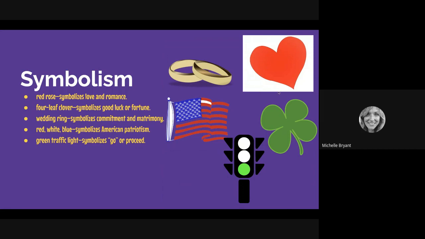So if you come across something and it talks about a heart or a red rose, usually those symbolize some kind of love, everlasting love or romantic love. A four-leaf clover, we think of St. Patrick's Day and good luck. Rings, I think of marriage and commitment and loyalty. An American flag, often that symbolizes freedom. And a green light, well, I think of green light as meaning go, right? Opposite of stop. So those are just some silly examples of symbols that we pretty much worldwide agree upon.